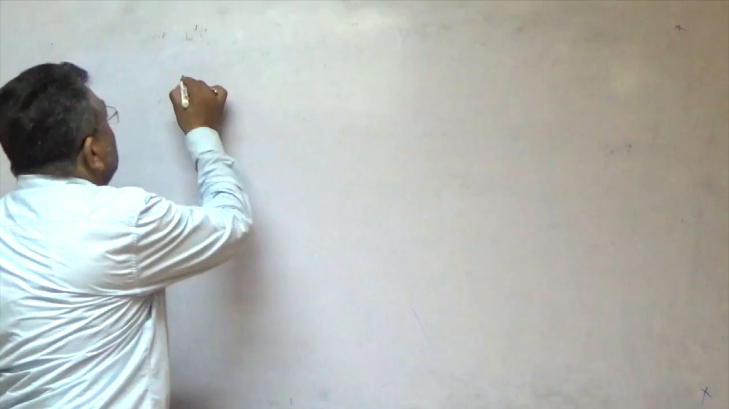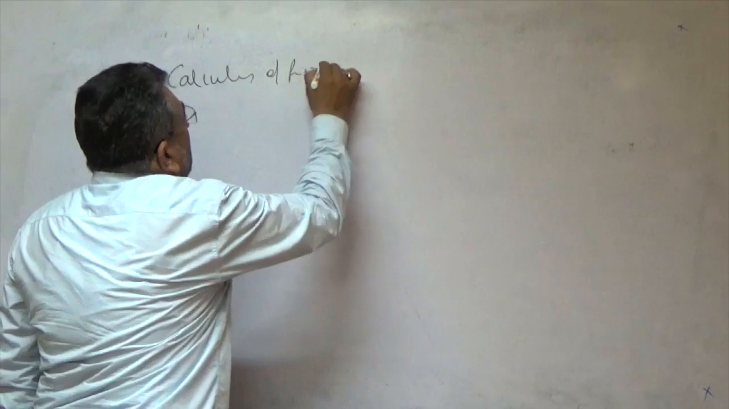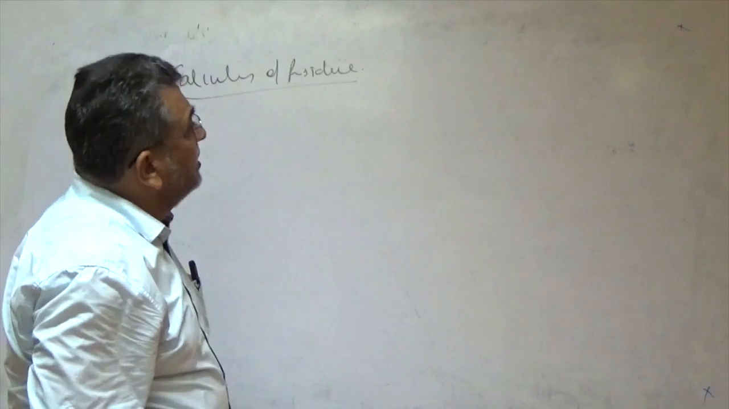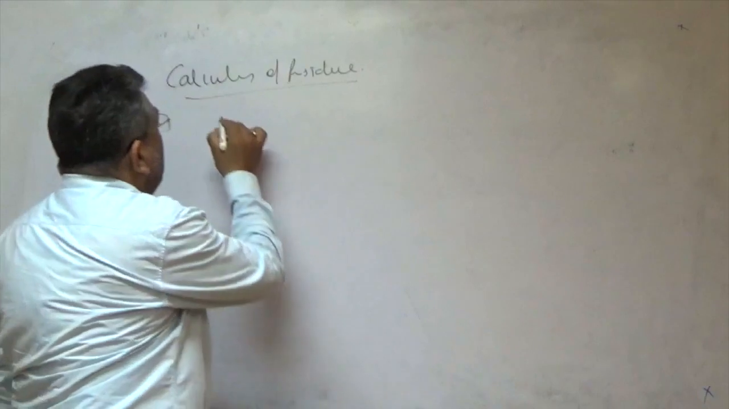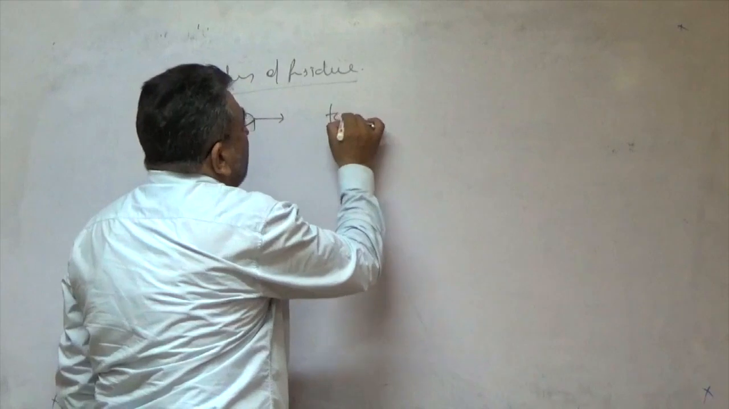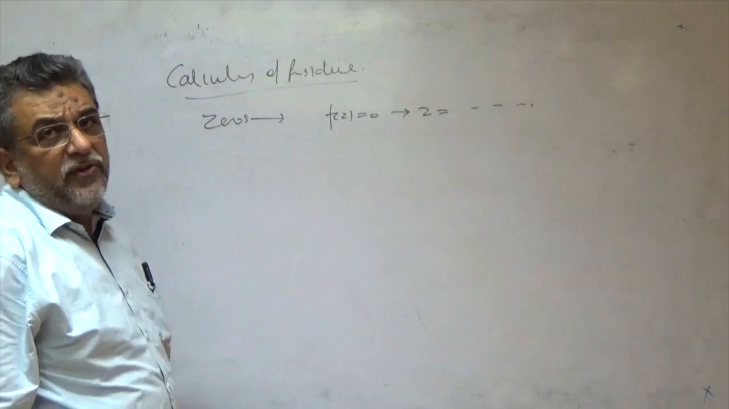Hi guys, in the complex analysis volume 2 lecture series, up to the last lecture I started the calculus of residue. This is the topic I started in the last lecture, in which I first discussed zeros. I told you zeros means if we put f(z) equal to 0, then the solution values of z are called zeros of the function.